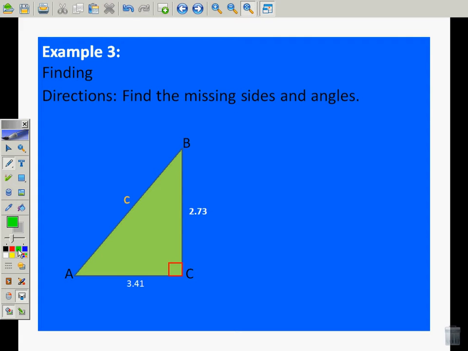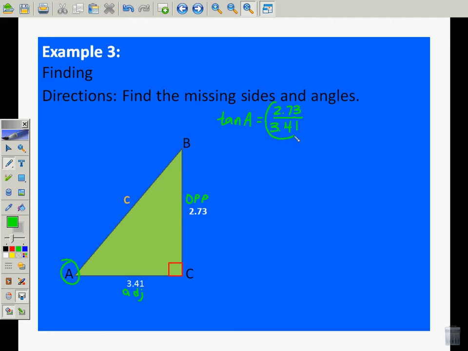But first, let's find some of these angles. Okay, so when I'm solving for angle A, right here, what is actually going to be happening here? I have the opposite and the adjacent for angle A. So immediately I'm thinking tangent. So let's set this up. The tangent of A is equal to 2.73 over 3.41. Okay? Remember, guys, this is a decimal.